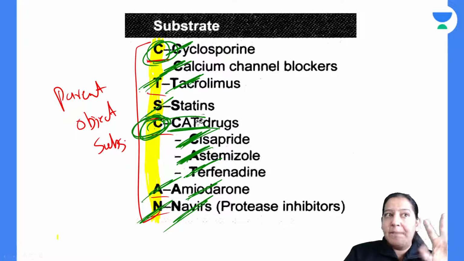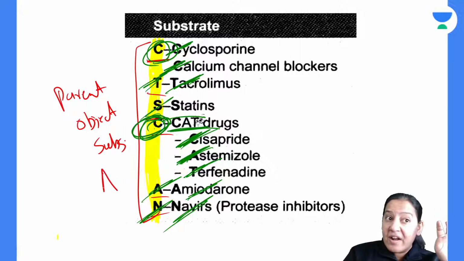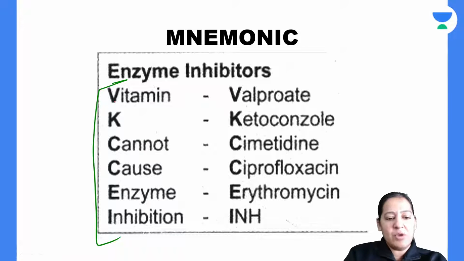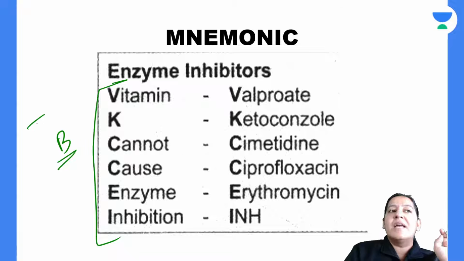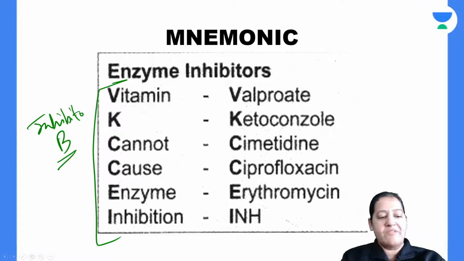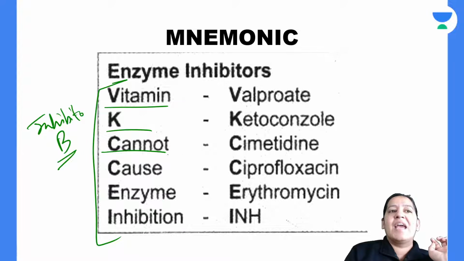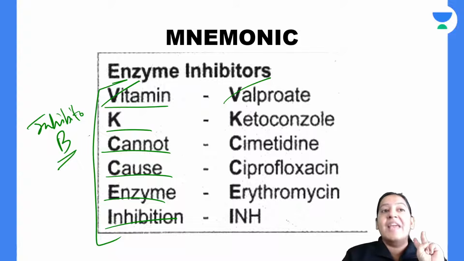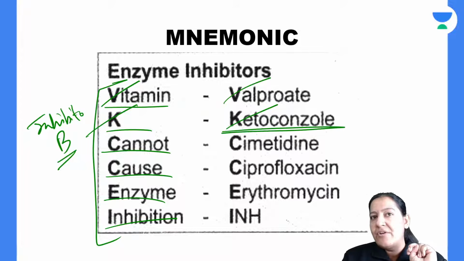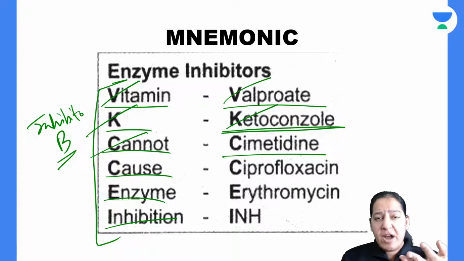In my example, these drugs are the red drugs, drug A. And these are the green drugs, drug B, the inhibitor drugs. If you are giving this combination, learn the mnemonic first. The mnemonic is vitamin K cannot cause enzyme inhibition. V stands for valproate. K stands for ketoconazole, an antifungal drug. C is for calcium channel blocker. C stands for cimetidine, a drug given for acidity.